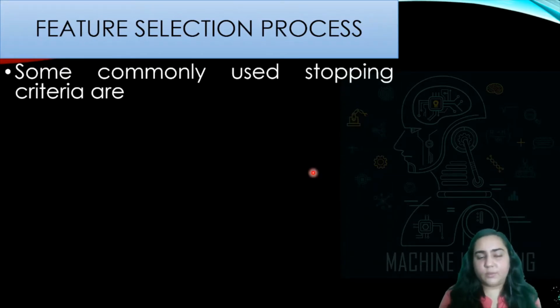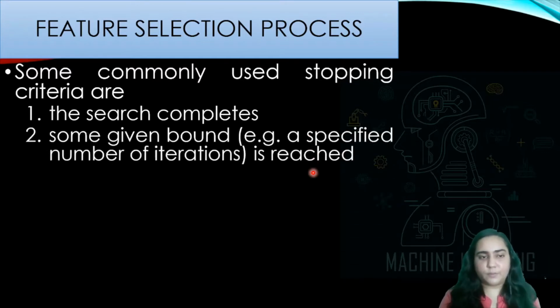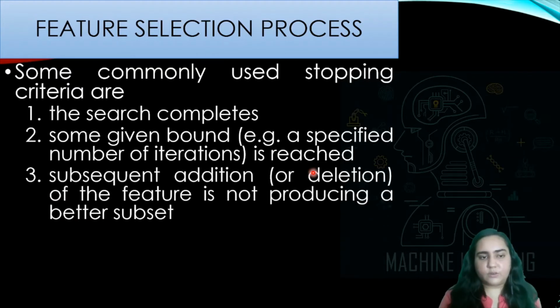And some of the commonly used stopping criteria. So what is stopping criteria? It basically tells you when to stop this selection process or feature subset generation process. So how do you do that? You could stop when the search completes. That means you could stop when you have evaluated each and every subset through forward or backward selection. Or you could have some given bound, like number of iterations, that maybe you just want to have 15 trials and then you want to stop. So that could be a stopping criterion.